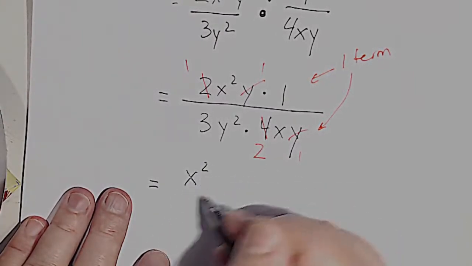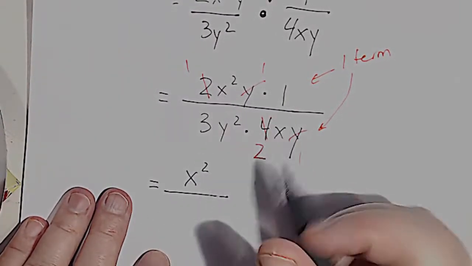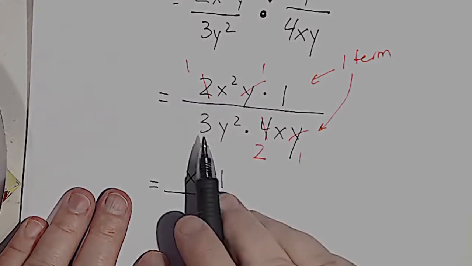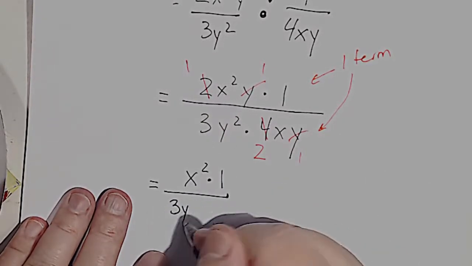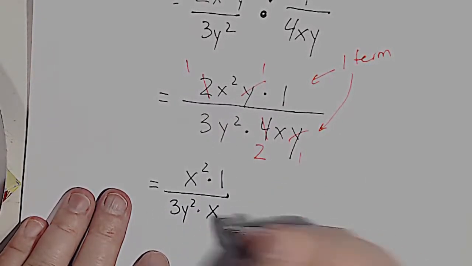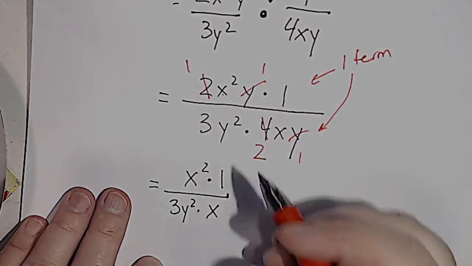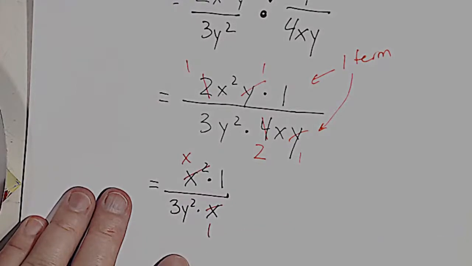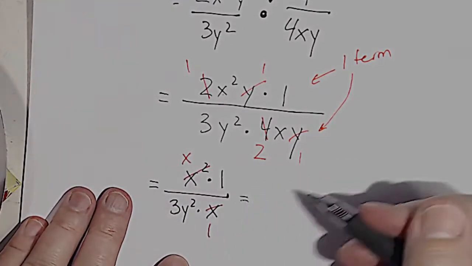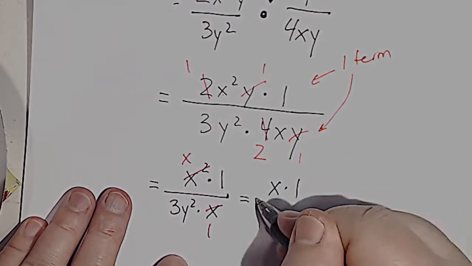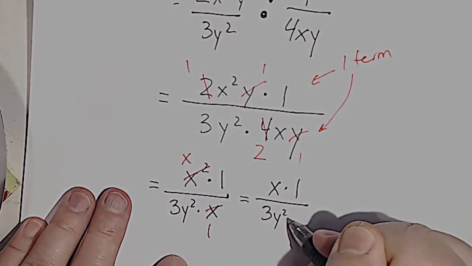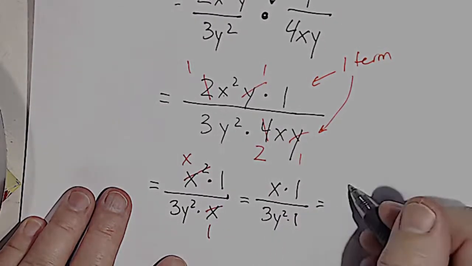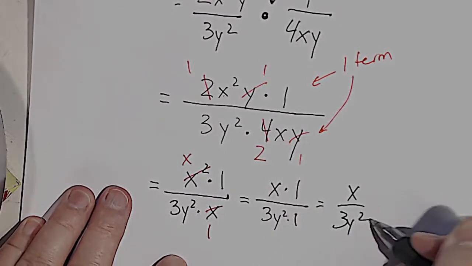Let's see. X squared still on top, right? X squared times 1. And then down the bottom, I've got 3y squared times x. Okay, so this x can cancel with this x squared, and it leaves an x there and a 1 there. And then I've got x times 1 all over 3y squared times 1. That's x over 3y squared.